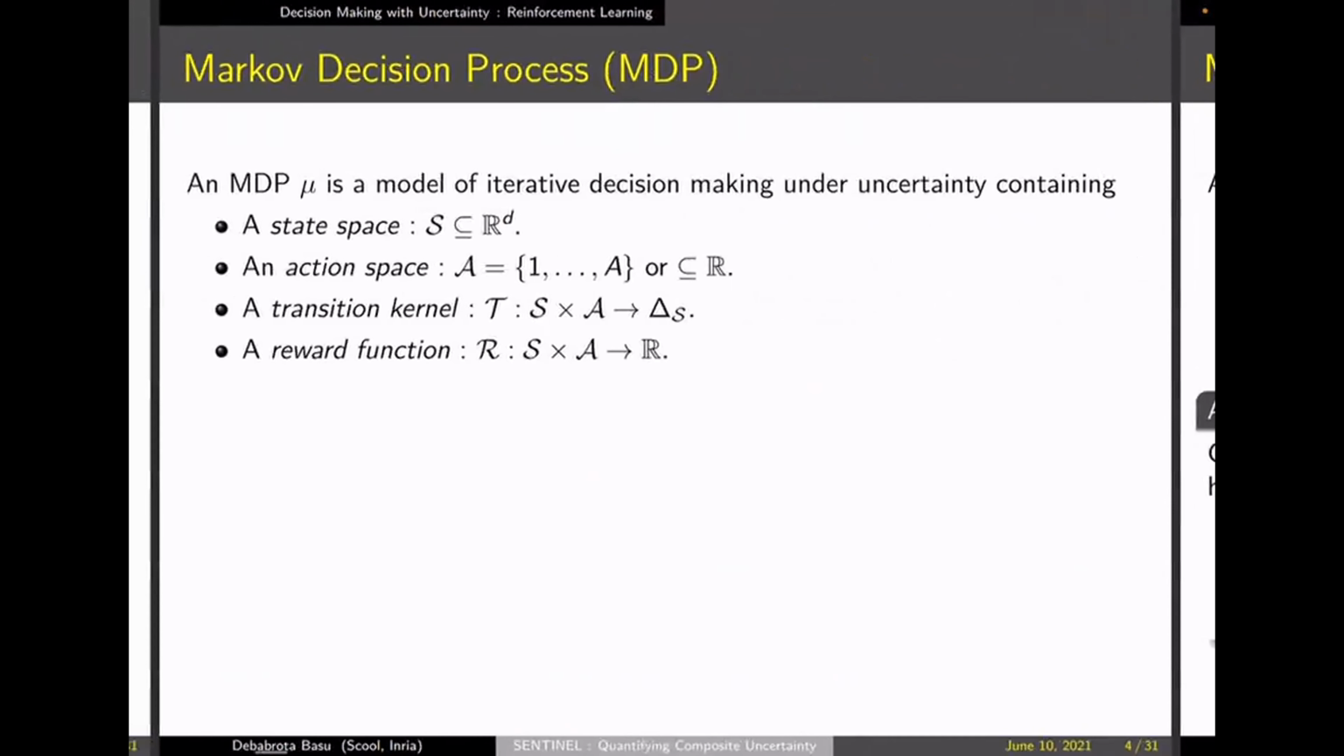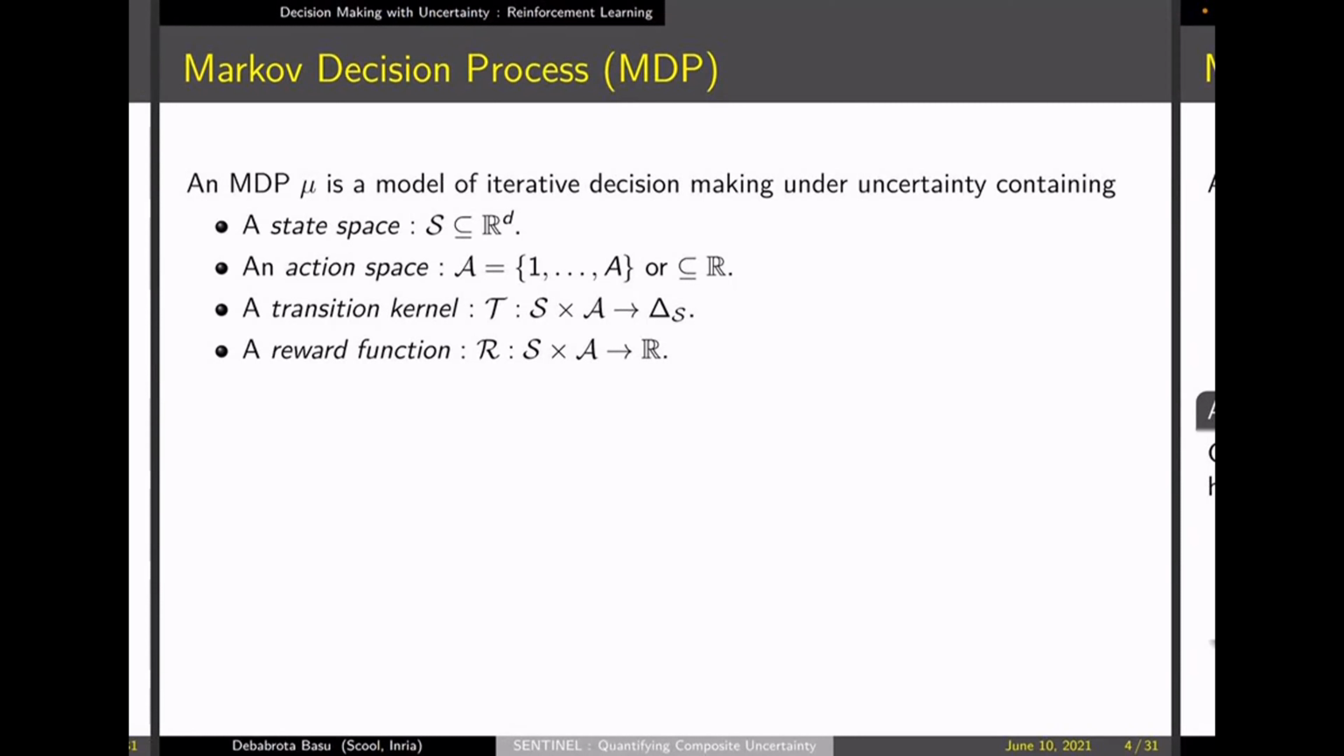One is a state space, basically the medical states of the corresponding person, which can be anything in a d-dimensional real space. An action space, basically the choices of medicines, which can vary from 1 to A, or in some cases, if you're driving a car, it can be a real value. But let us consider it can go from 1 to A. Depending on that, we call it discrete or continuous action space.